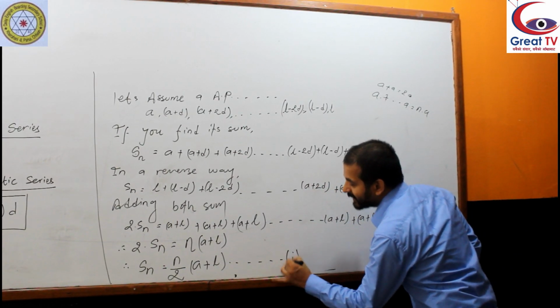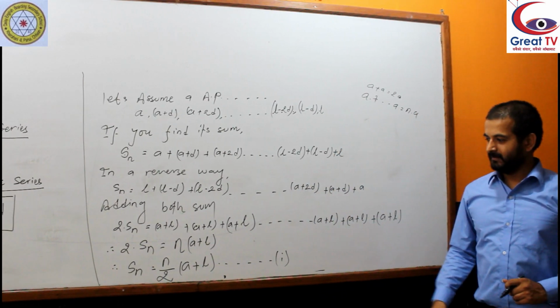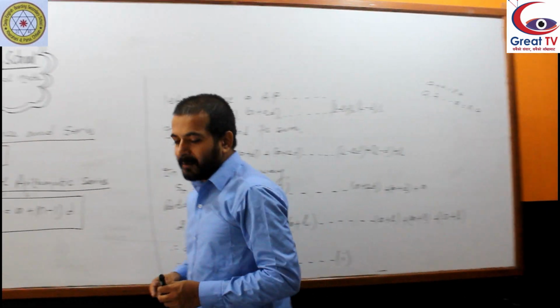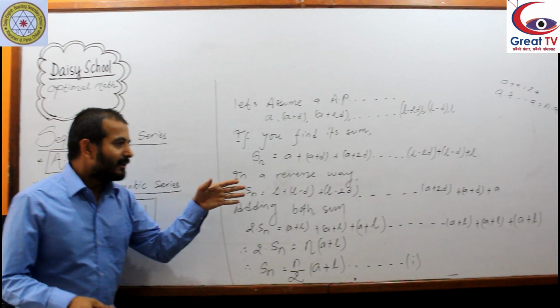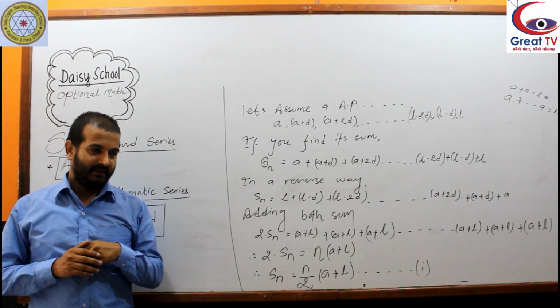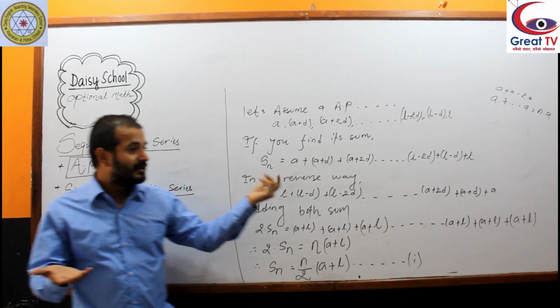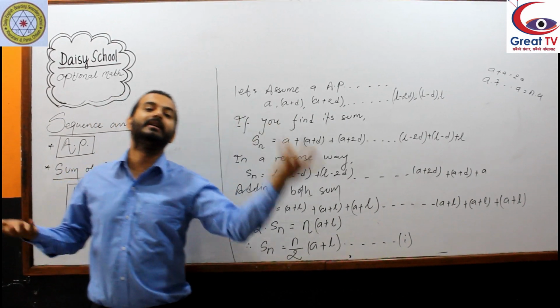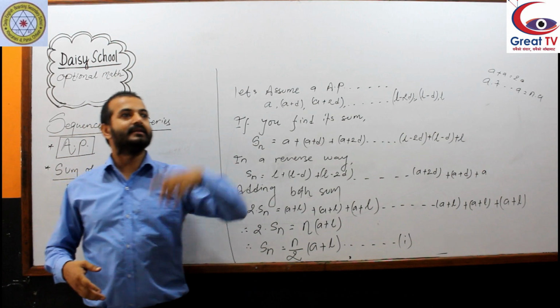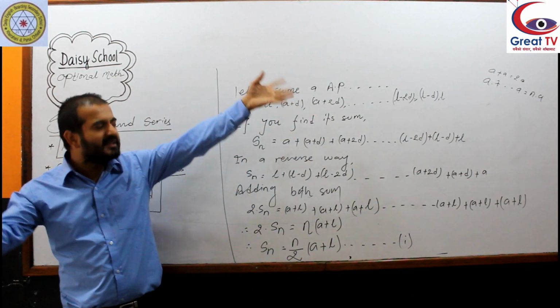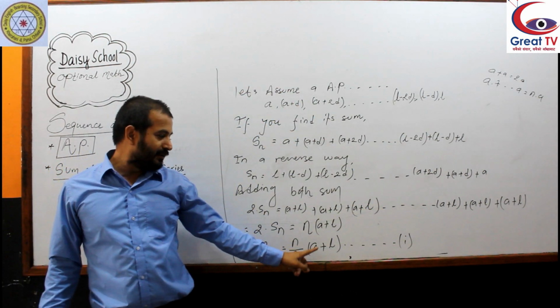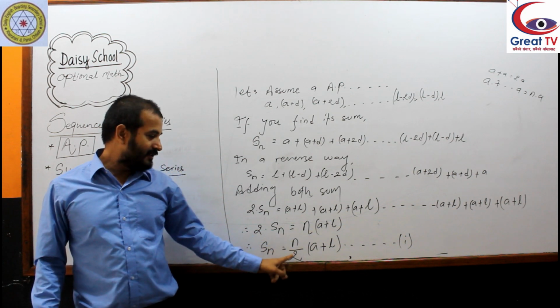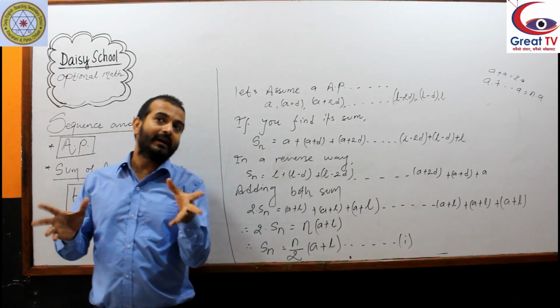Now this is the thing that you have to mark. Look, the sum of an arithmetic series of any number of terms, a series can be made by 20, 50, 70, 100, or 1000 terms. But if you have this formula, n by 2 (a plus l), you should know what they are.